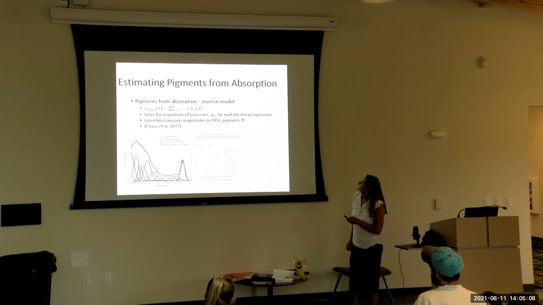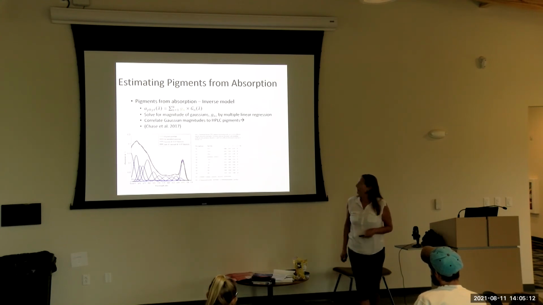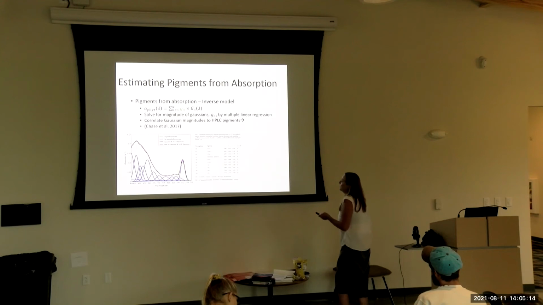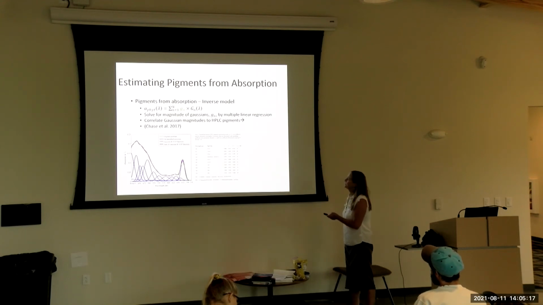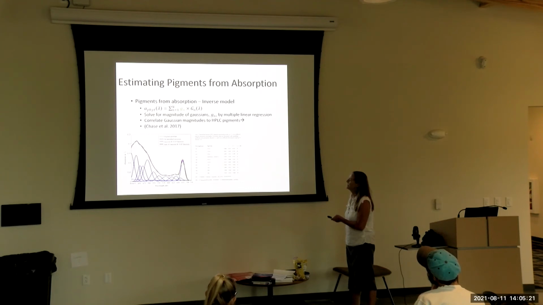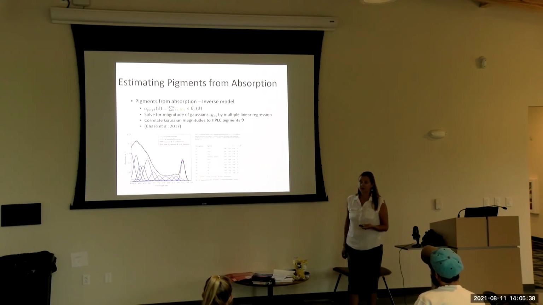Then there is looking at pigments from the perspective of the Gaussians, and this is what Emmanuel was talking about. You recognize that you can reconstruct an absorption spectrum by summing up various combinations of Gaussian features. The first step is to figure out which Gaussian spectra you need and how much of each one, that when you sum up will give you a phytoplankton curve.